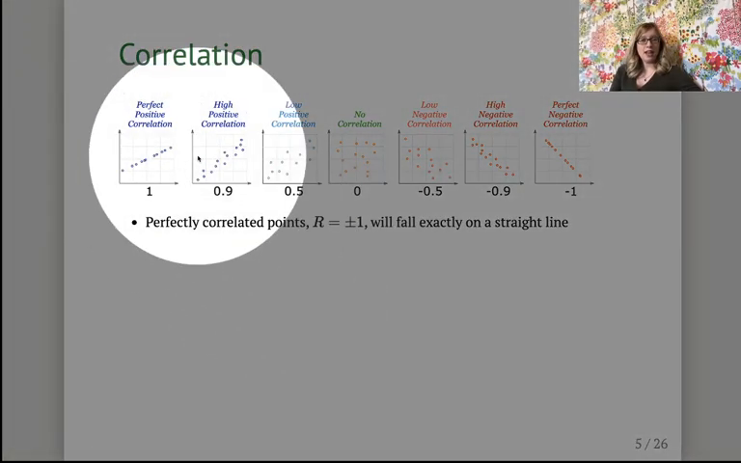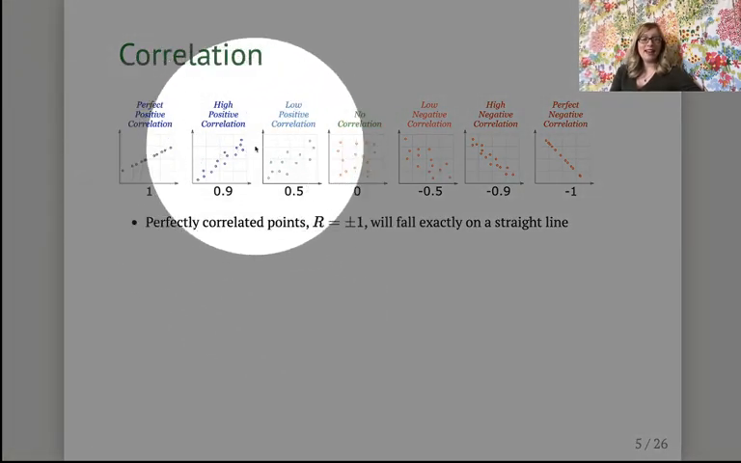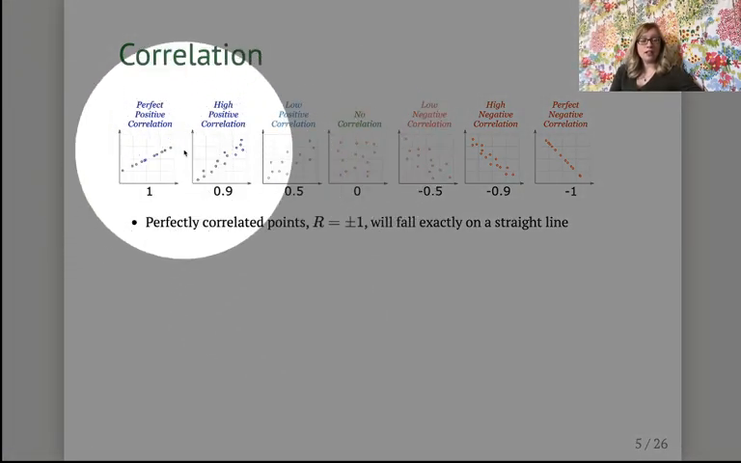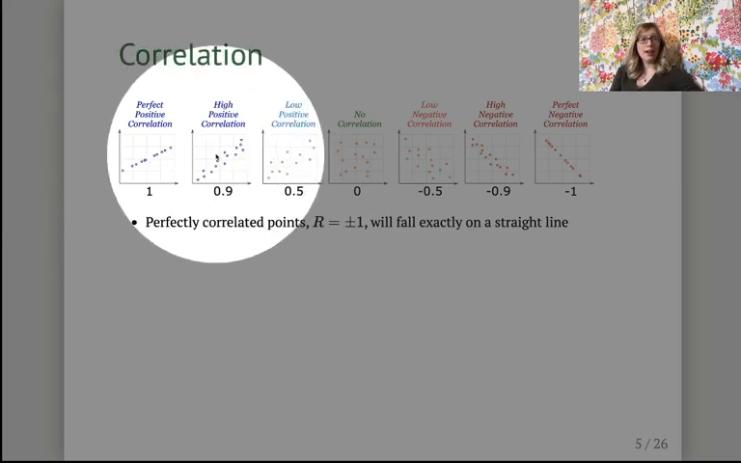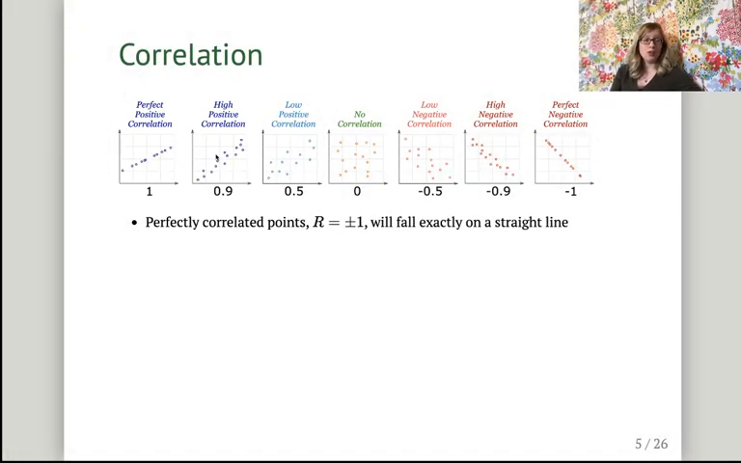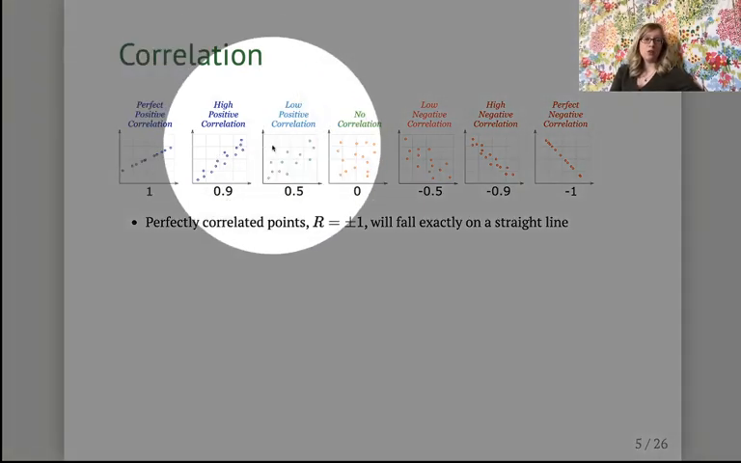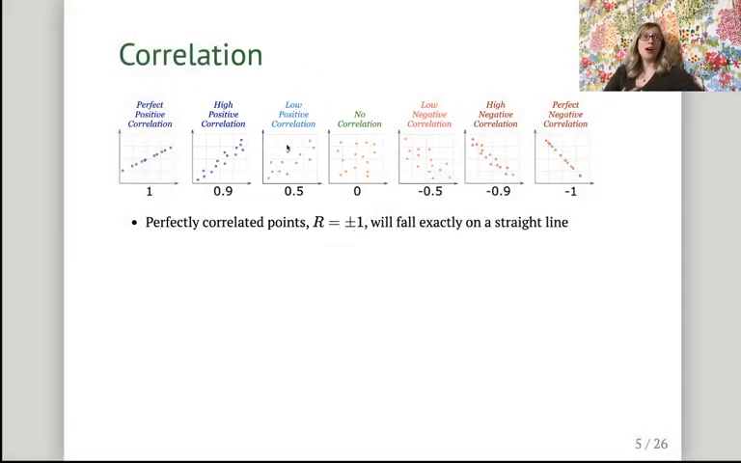On the left-hand side of the graph, same idea. Stronger correlations like 1 or 0.9 will have points that are very close or exactly on the line, whereas smaller correlations like 0.5 will have points that are still fairly scattered. However, we can clearly see what this linear relationship might look like.